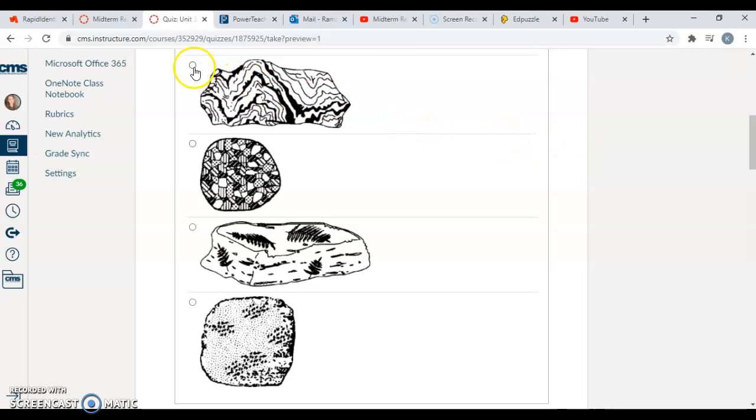All right, so we should have chosen A because A, again, we have this nice foliation, which is this wavy pattern that comes from the rock being exposed to that high heat and pressure.